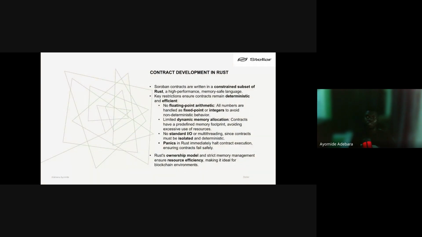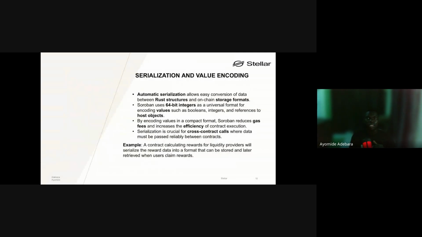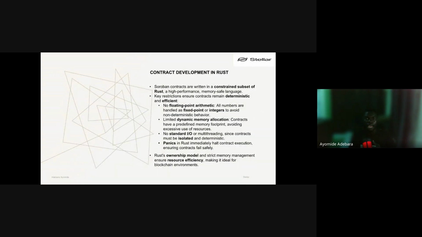Yes. We've discussed contract development in Rust, and we explained in that class that there is no floating point arithmetic. There's limited dynamic memory allocation. Let's go back to no floating point arithmetic. That basically means that there's no decimal point. That is, all integers don't have decimal points. They are fixed numbers. That's basically what no floating point arithmetic is.